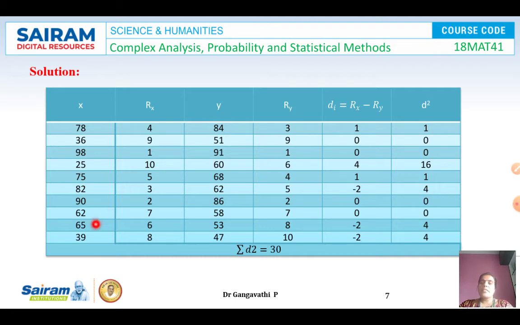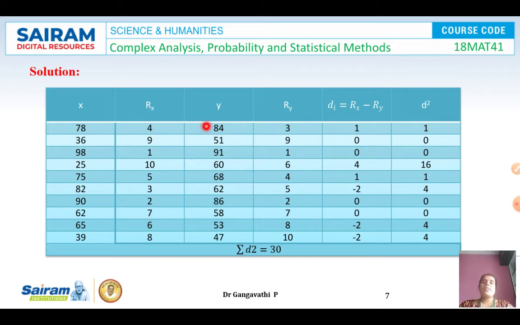And 65 will get the sixth rank, and 62 will get the seventh rank. And 39 will get the 8th rank, 36 will get the 9th rank, and 25 will get the 10th rank. The highest marks will get the first rank and the lowest marks will get the 10th rank because 10 students have been taken for consideration. So I hope you all understood how to rank the data given.